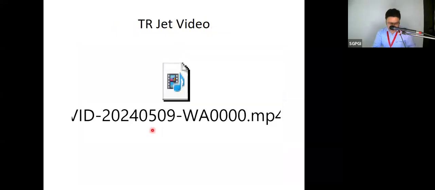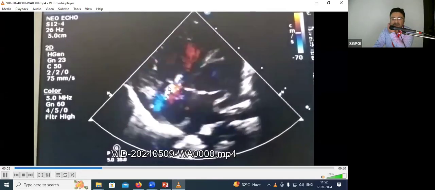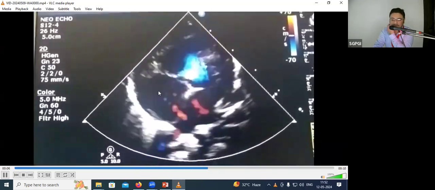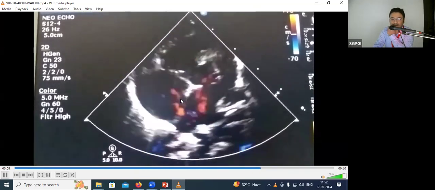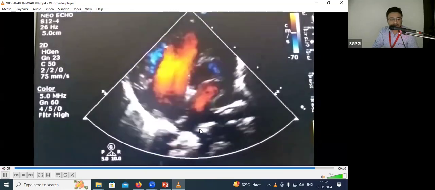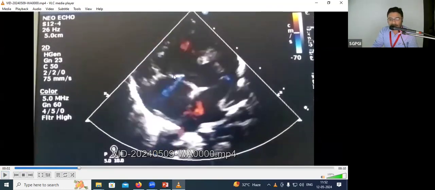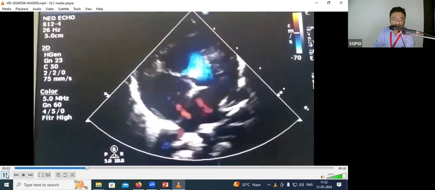This video I'll try to play here. See, you can see the blue jet. This is the RV. This is the RA. And if I stop this, see, this thing is the RV, this thing is the RA. Okay. So, blue jet.